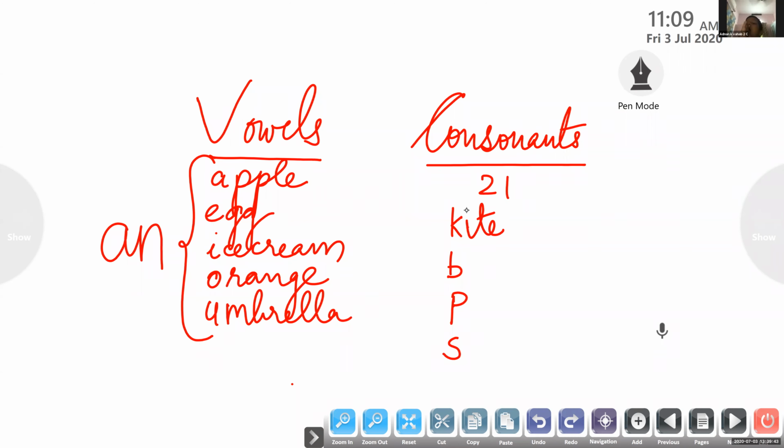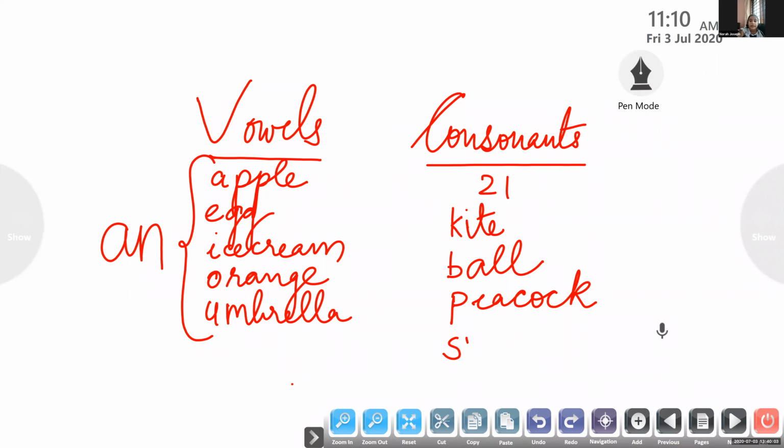Ball. Amaya, give me a word starting with B. Ball. Okay, ball. Siva, give me a word starting with P. Peacock. Very good. Peacock. Sun. Mohammed Imran, give me a word.